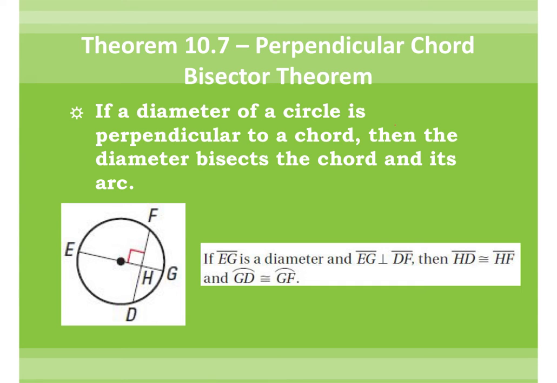Perpendicular chord bisector theorem. So we're still dealing with chords, okay? This one is very, very specific, okay? So it says, if a diameter, highlight diameter, because it must be a diameter, of a circle is perpendicular to a chord, then the diameter bisects the chord and its arc, okay? I know, that's a lot, okay? So, if a diameter of a circle is perpendicular to a chord, any chord, then the diameter bisects the chord and its arc. So check it out.